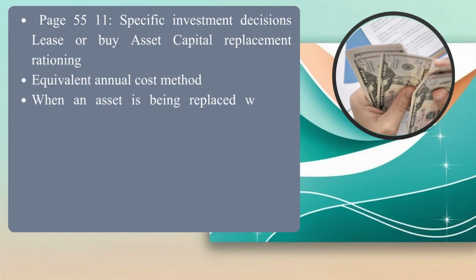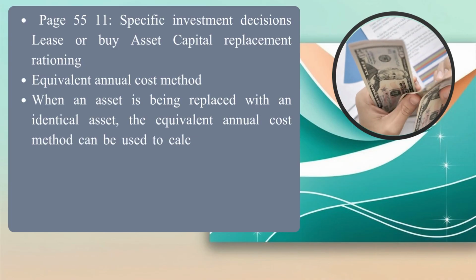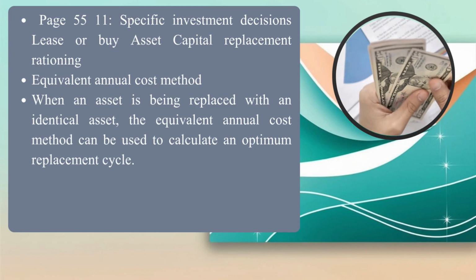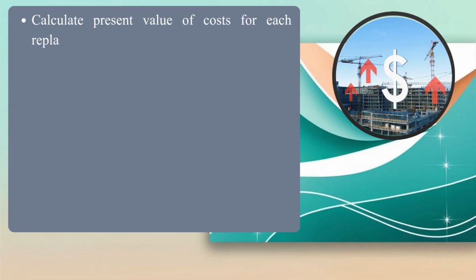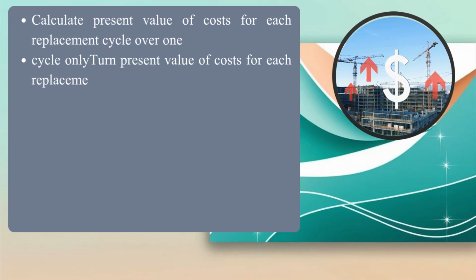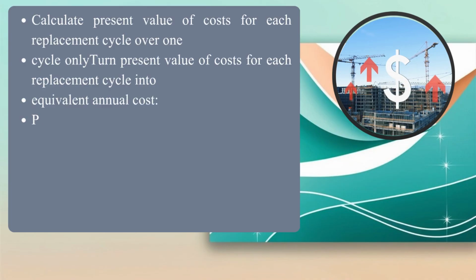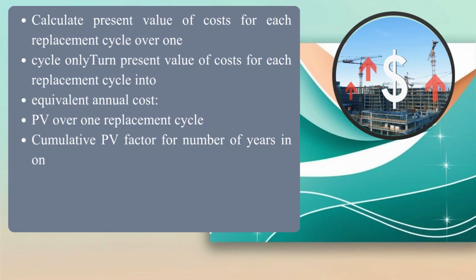Equivalent annual cost method. When an asset is being replaced with an identical asset, the equivalent annual cost method can be used to calculate an optimum replacement cycle. Calculate the present value of costs for each replacement cycle over one cycle only. Turn the present value of costs for each replacement cycle into an equivalent annual cost: PV over one replacement cycle divided by the cumulative PV factor for the number of years in one cycle.